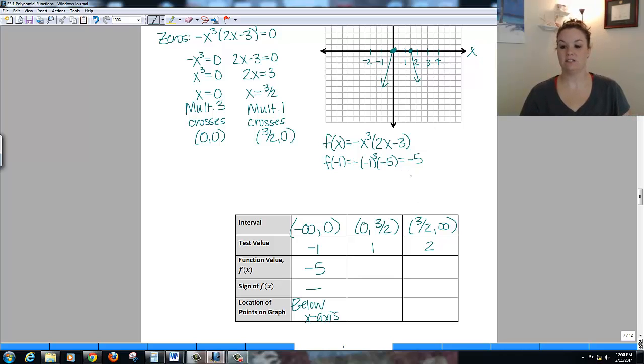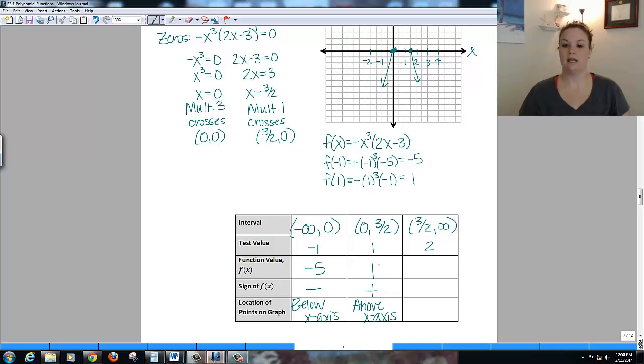So let's now test the interval between 0 and 3 halves. So we're going to plug in f of 1. So I get +1 cubed times, if I plug +1 into the second factor, 2 times 1 is 2, minus 3 is -1. -1 cubed is -1, hmm, rather 1 cubed is 1, and there's a negative weighting outside, so -1 times -1 gives me +1. So when I plug in +1, that gives me a positive value, which means that my y values for that interval between 0 and 3 halves are going to be above the x-axis.